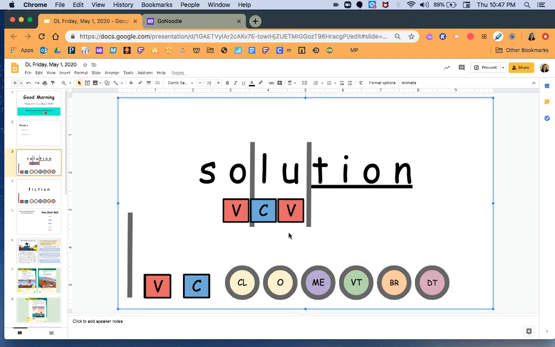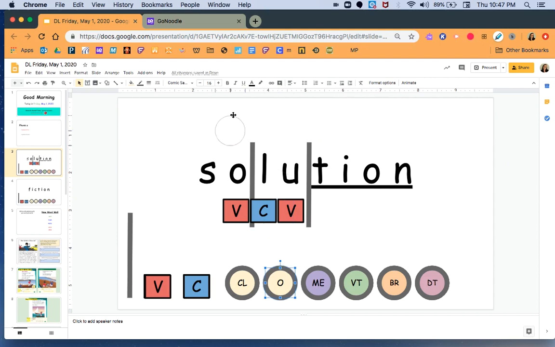So this one is a 3-syllable word. Now this O has nothing after that consonant. So it is going to be an open syllable. It's going to be long. And I see this U has nothing after it, and it's going to be long too. So let's go ahead and say this. Ready? S-O, so, l-oo, lu, solution. Solution is when you come up with an answer to a problem.